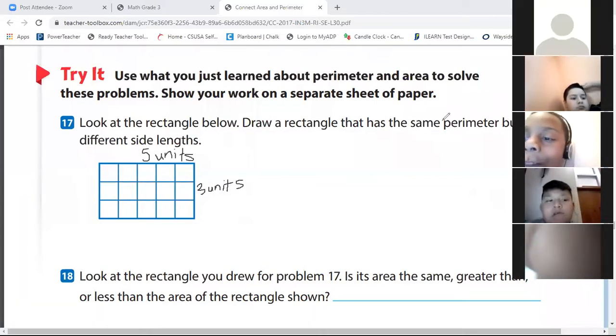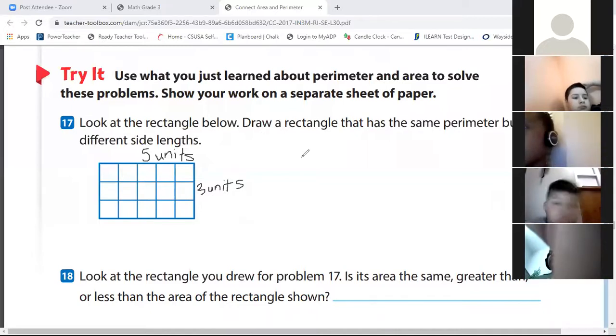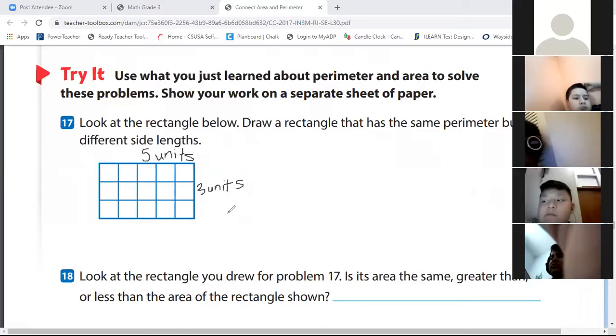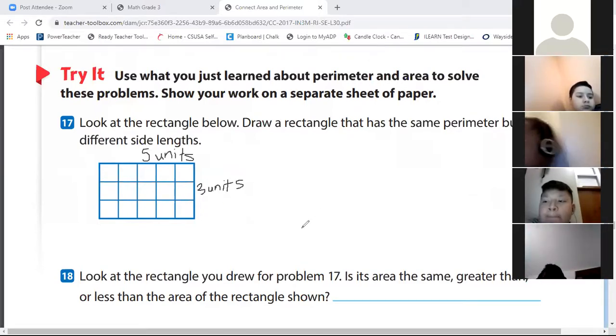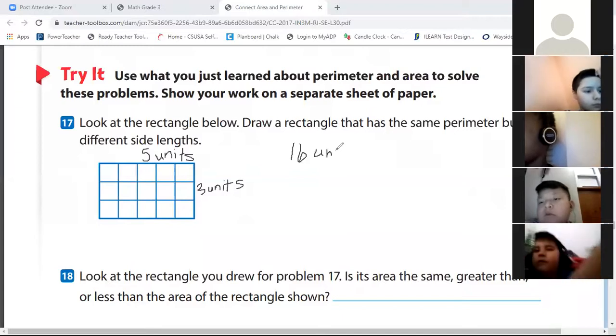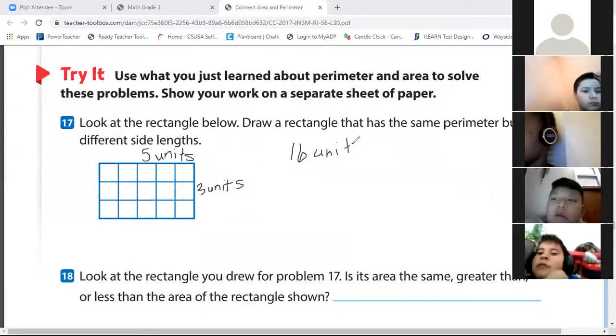The perimeter is 8. Don't forget to add all 4 sides together. Remember, if it's 4 sides, you should be adding 4 numbers. The perimeter is 16. All right. So you were finding another rectangle that has a perimeter of 16 units.